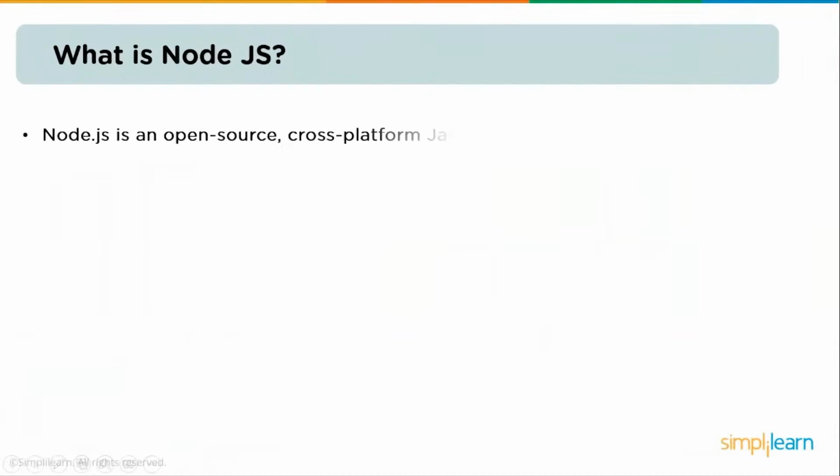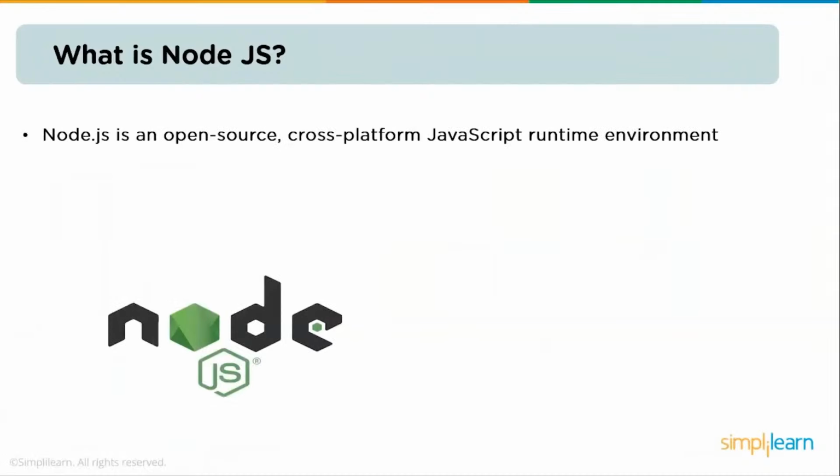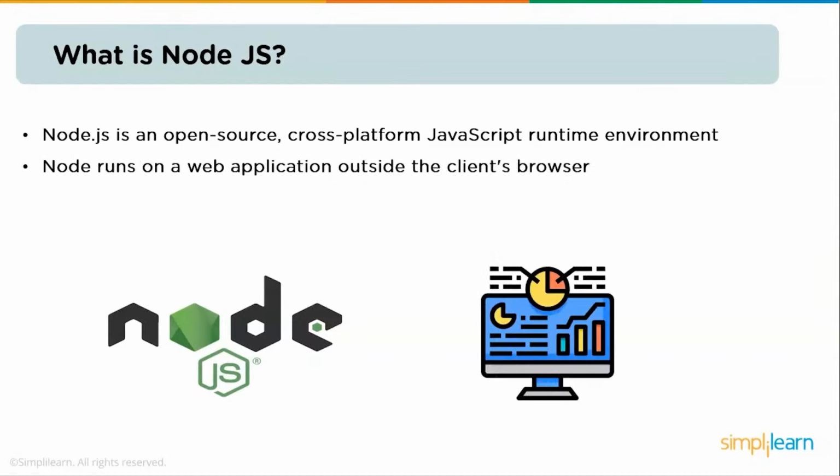What is Node.js? Node.js is an open source cross-platform JavaScript runtime environment, and it runs web applications outside the client browser. Node.js is used by developers to build server-side web applications. Node.js is perfect for data-intensive applications since it uses an asynchronous, event-driven model.